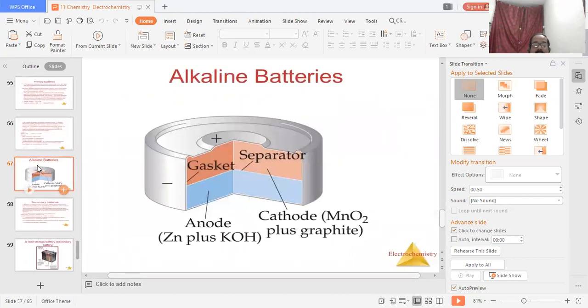This is the alkaline battery. Here the anode is zinc with potassium hydroxide, and the cathode is manganese oxide plus graphite.